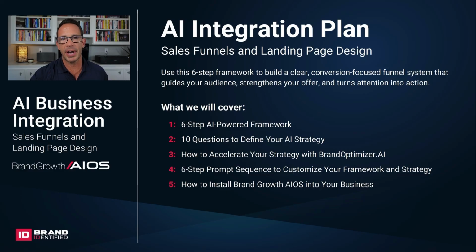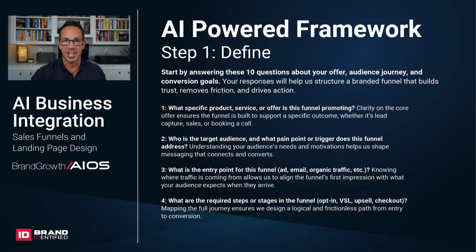So this is what we're going to go ahead and cover today. First off, we're going to go through that 6-step AI-powered framework. Then I'm going to help you define the 10 questions that you must answer to build out your AI strategy. Then I'm going to show you how to accelerate your strategy using the custom GPT over at BrandOptimizer.ai. Then I'm going to give you a 6-step AI prompt sequence to customize your framework and your strategy specifically for your business using BrandOptimizer.ai. And then finally, I'm going to show you how to install Brand Growth AIOS into your business. So let's jump in and get started.